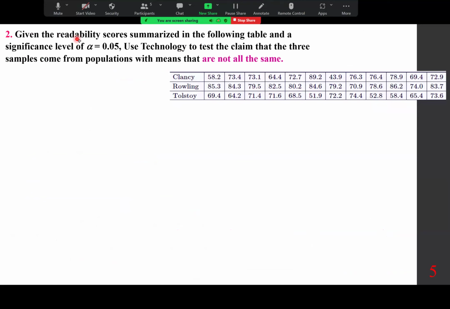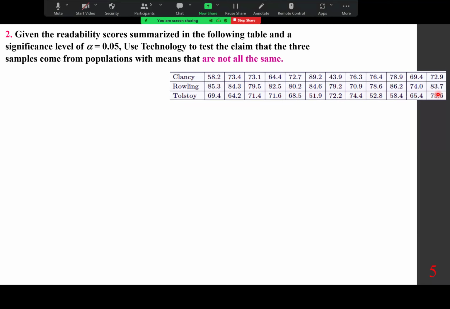Given the readability scores summarized in the following table and a significance level of alpha equals 0.05, use technology to test the claim that the 3 samples come from populations whose means are not all the same, from different writers, Clancy, Rowling, and Tolstoy. So first and foremost, they have the same n: 1, 2, 3, 4, 5, 6, 7, 8, 9, 10, 11, 12. So n is 12.